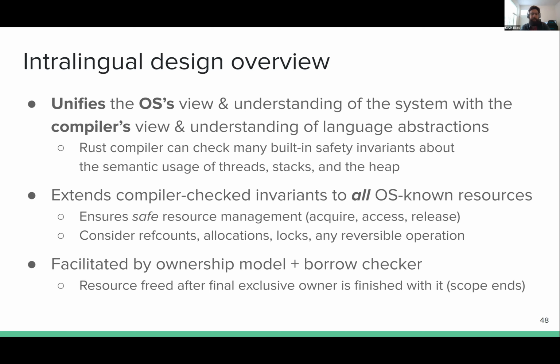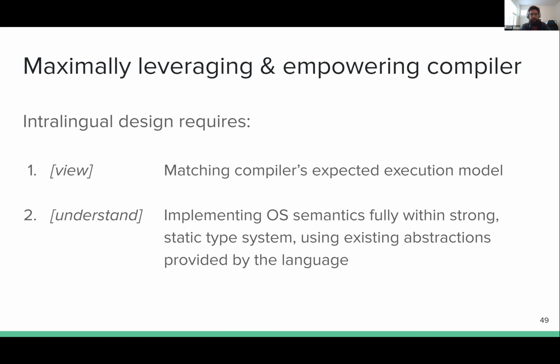You can consider this being applicable to anything from memory to reference counts, allocations, locks, anything that's reversible and has an acquire-release pattern. And like I already said, this is facilitated by Rust's ownership model and its borrow checker. The idea is that there's a one-to-one relationship between a hardware resource and a software object that represents that resource, and then it can be freed after the final, exclusive owner is done with it. Its scope ends, the software object falls out of scope, and we can free the resource at the hardware level, the OS level.